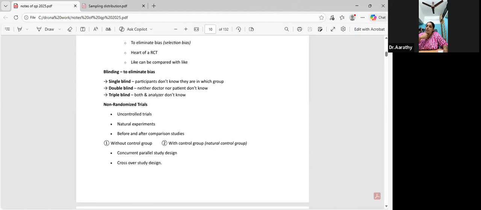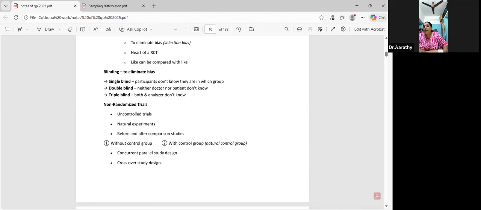Now, before and after comparison studies. A before and after comparison study means the same group is studied before the intervention, then the intervention is given, and later, after the intervention, we take the parameters again and compare the before and after parameters. Those are called before and after comparison studies. The same group acts as the control of themselves. That is what these studies offer.